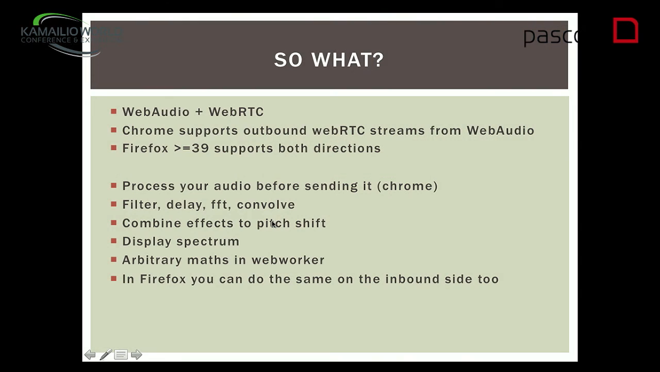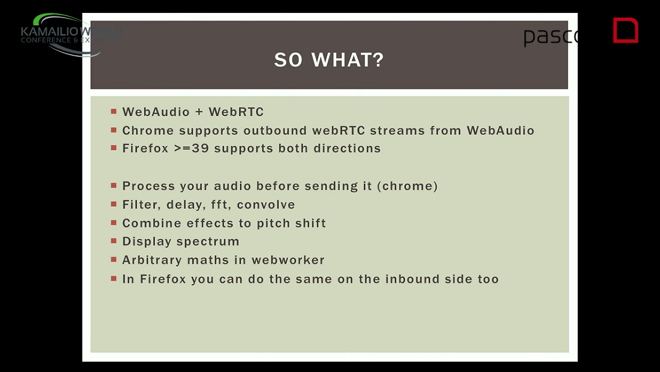So who cares? Well, actually, you care because you can apply all of those transforms to the WebRTC streams that you've got from local or remote WebRTC devices. So getUserMedia, but also the guy at the other end of your RTP stream. Chrome only does this on outbound WebRTC streams. So I can intercept my microphone, put echo on it, whatever, and send it out. But I can't do the same on the way back in. Firefox 39 lets me do the same on the way back in again.